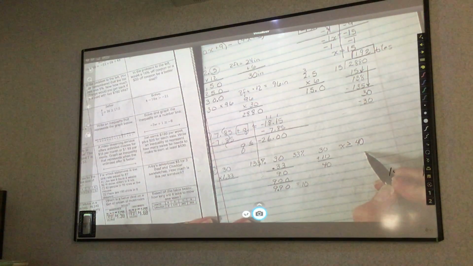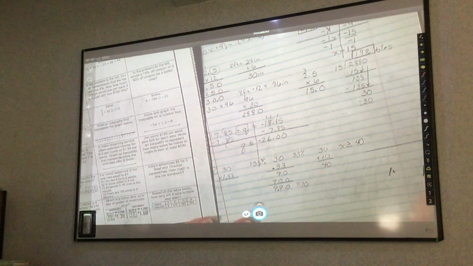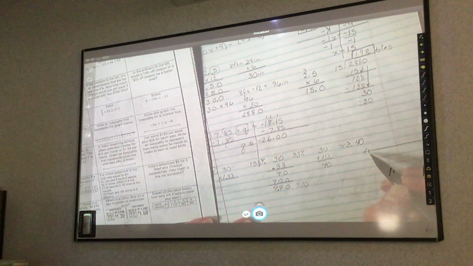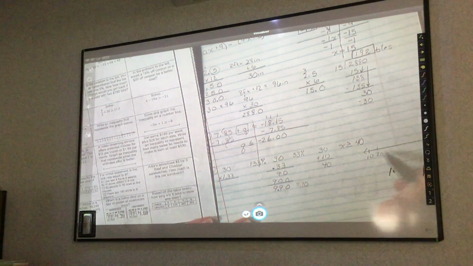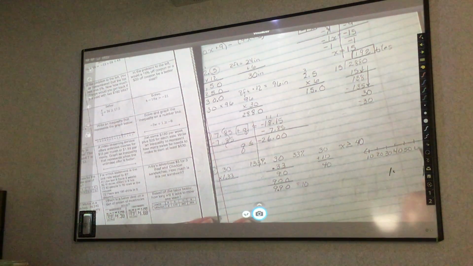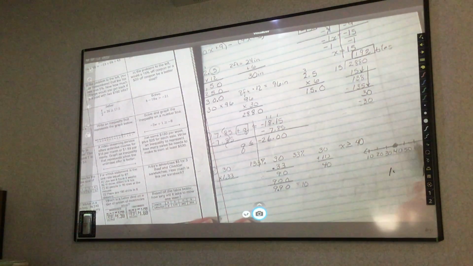Then to graph it on my number line, I guess I'm going to go by 10. Doesn't matter what you go by. Not really. As long as you have the number 40 and that you can show that it's going to be greater than or equal to. So I fill in the circle and I arrow to the right.